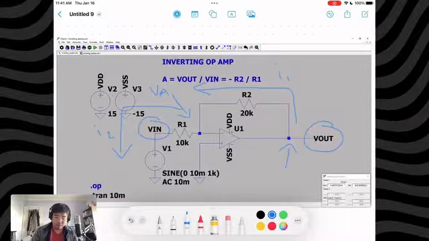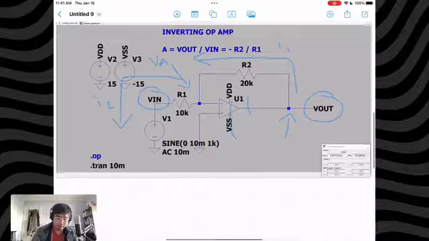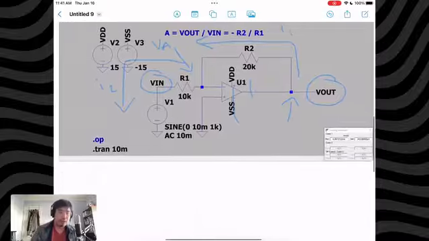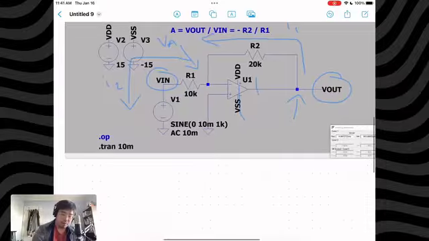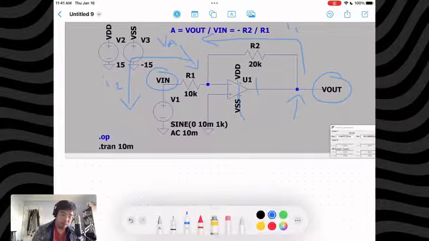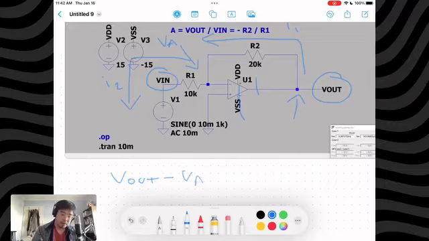So then, if I move this out of the way, and on this page, let's see. V out minus VA divided by R2.